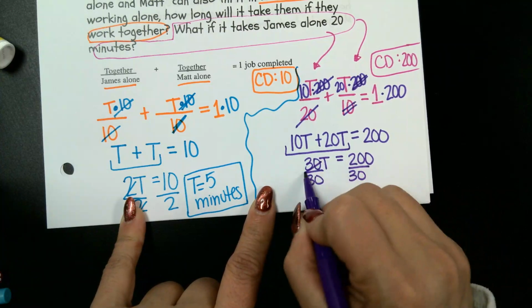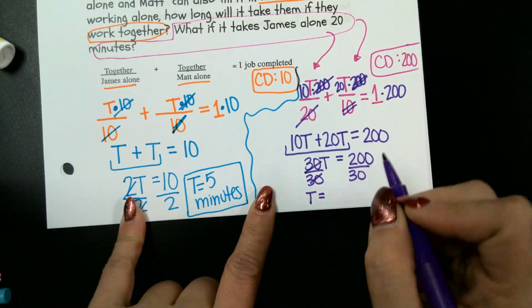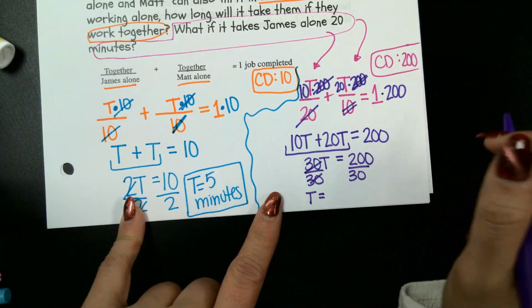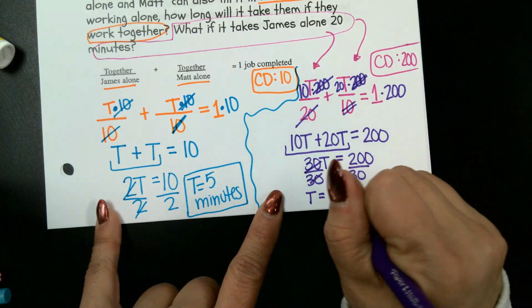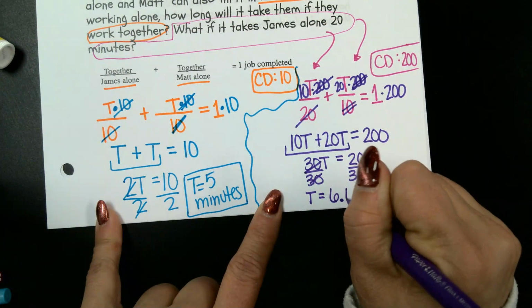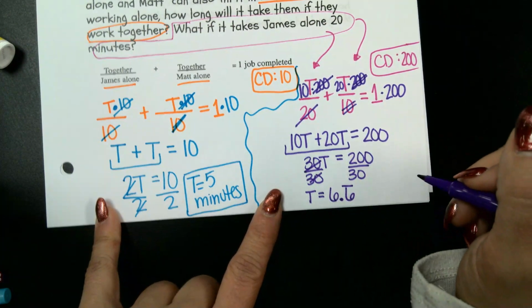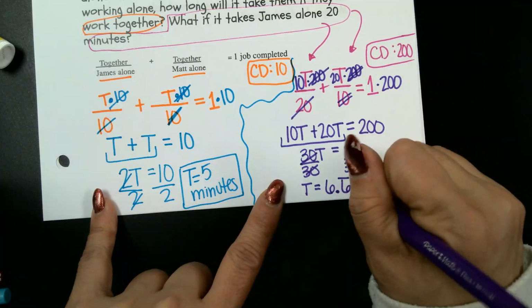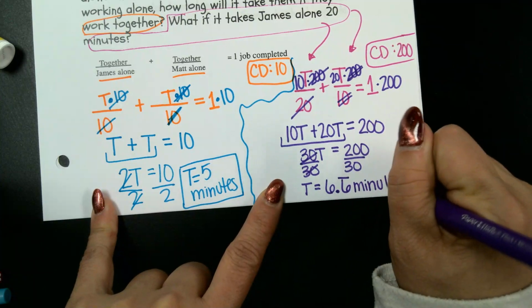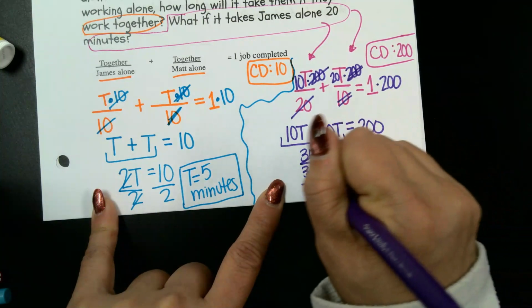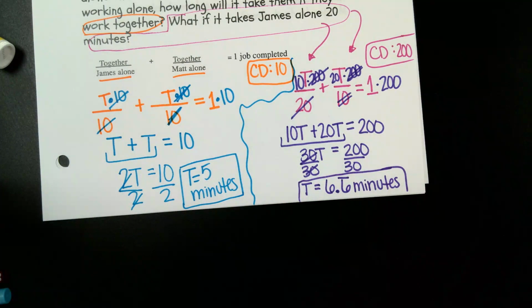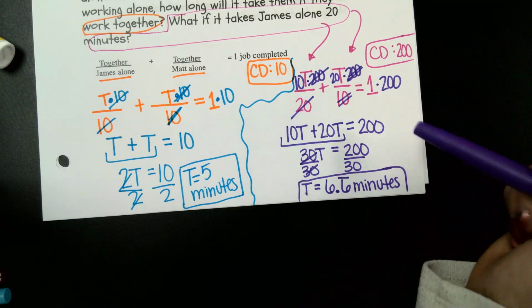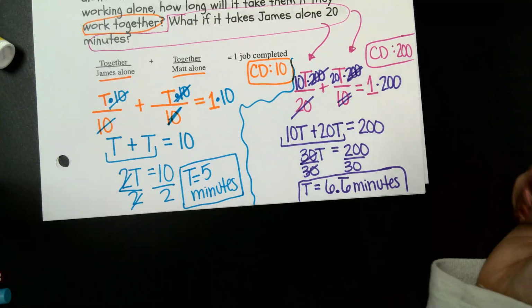Now look, it's not going to be a whole number. That's okay, because this is just minutes. So just carry it out like 1 or 2 digits. Okay, so I'm going to actually just put 6.6 repeating, since that 6 does repeat. So it would take them 6.6 repeating minutes to complete the job if they were working at the different speeds.